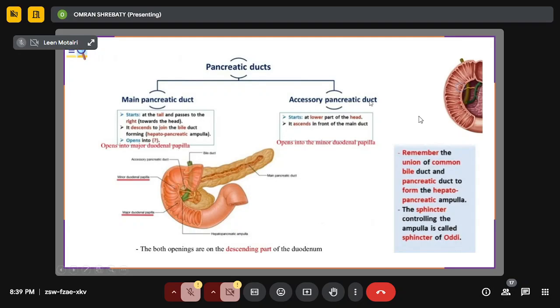Regarding the accessory pancreatic duct, it starts at the lower part of the head, as we can see this one here, and it ascends in front of the main duct. So it's not going to join anything. The main pancreatic duct will join with the bile duct, while the accessory is only from the pancreas.